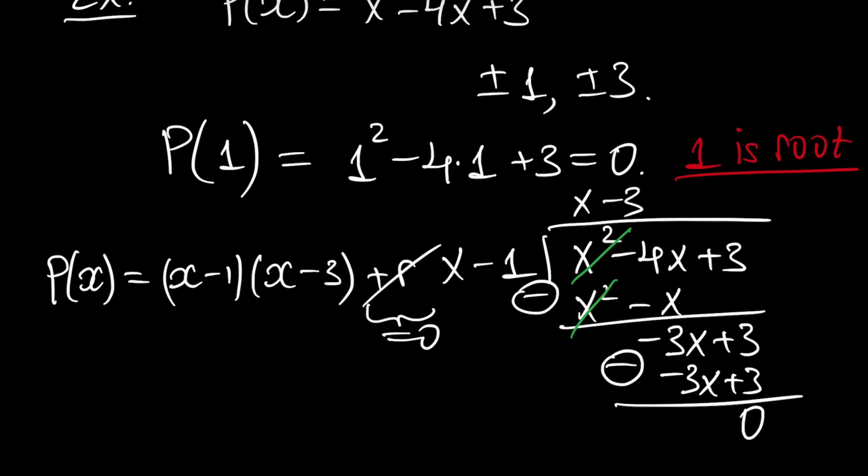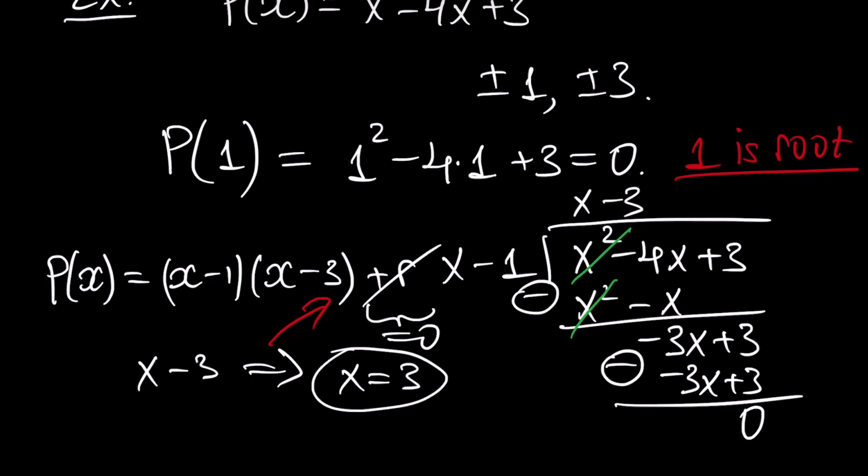And that's why we can find the second root of our equation. And since from the result previously given, x minus 3 divides our polynomial, that's why number 3 is the second root of our polynomial, of our equation.